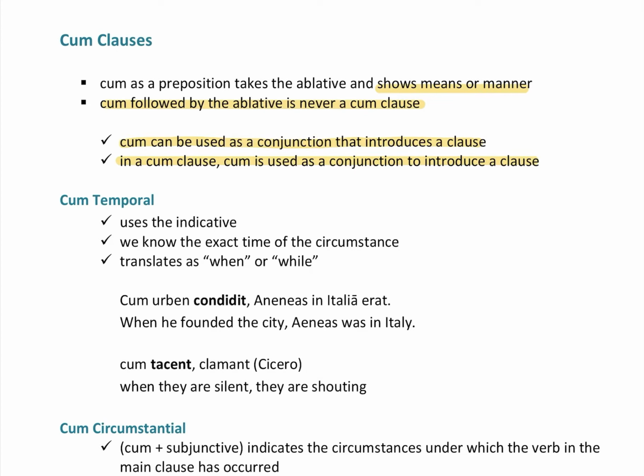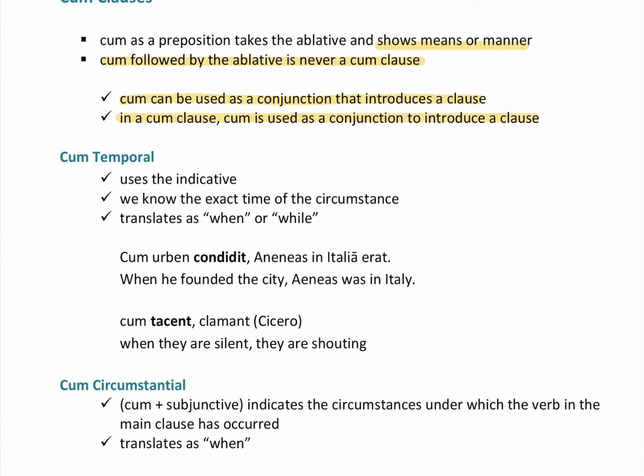The first one we're going to see is called a cum temporal. Now, for the cum temporal, we don't use the subjunctive. We actually use the indicative, which I know you're going to be happy to do because you probably don't like forming the subjunctive as much, right? And the reason we use the indicative with the cum temporal is we know the exact time of the circumstance.